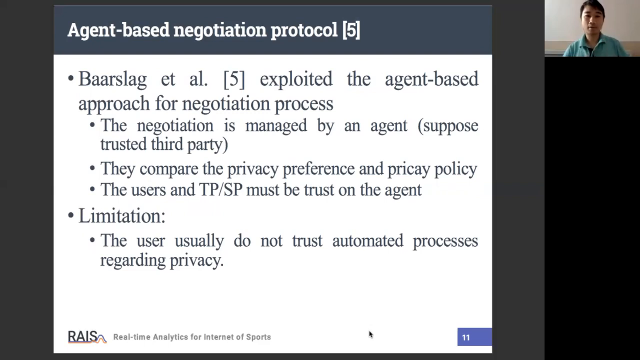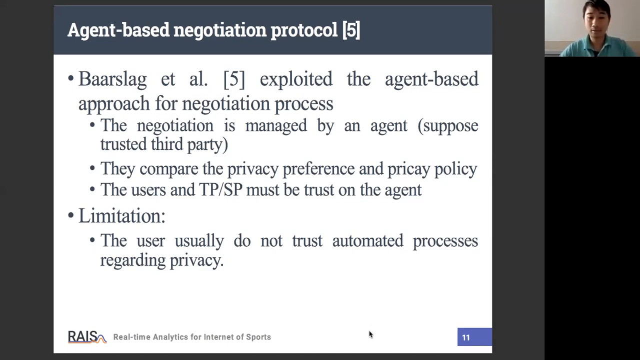Okay, in the next paper, the agent is like a filter. It stands between the user and the service provider. They show the two sides. The user will show their requirement on privacy reference, and the service provider will show some policy they support for the user. And the agent will process the comparison between the two and give back to the user and the service provider the answer, yes or no.